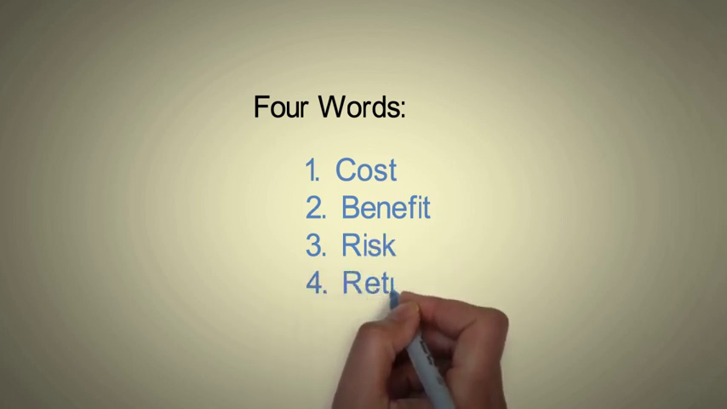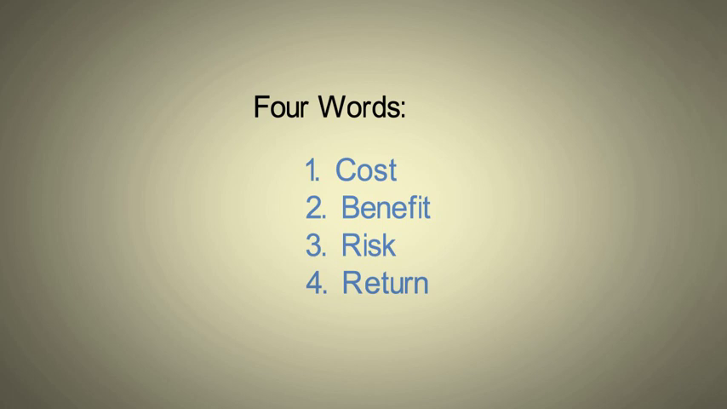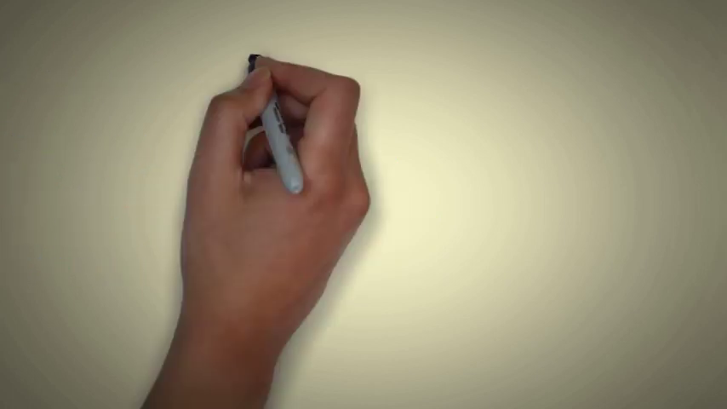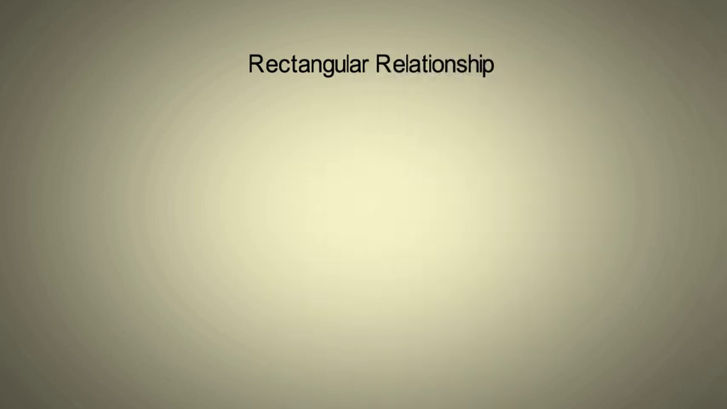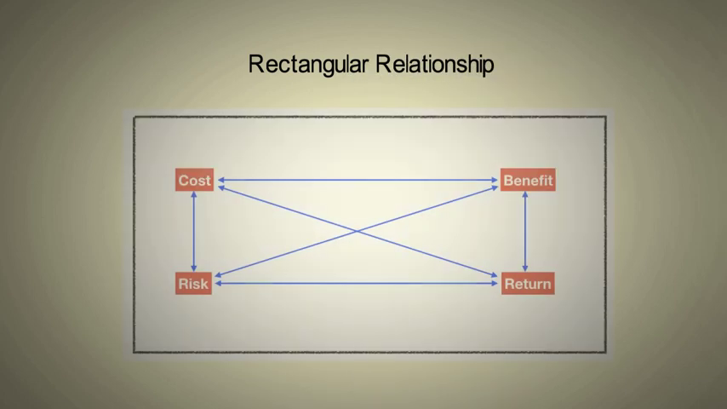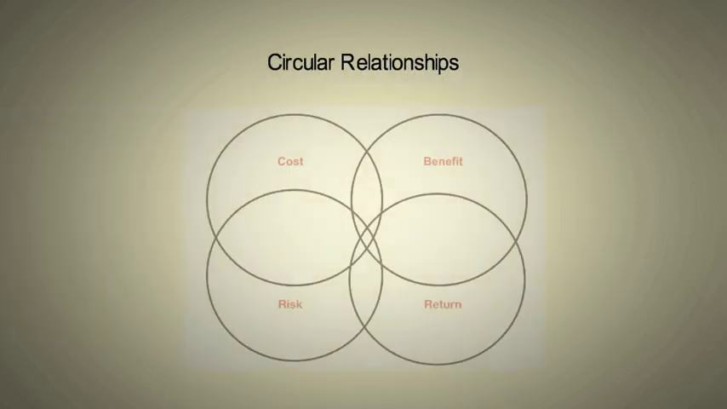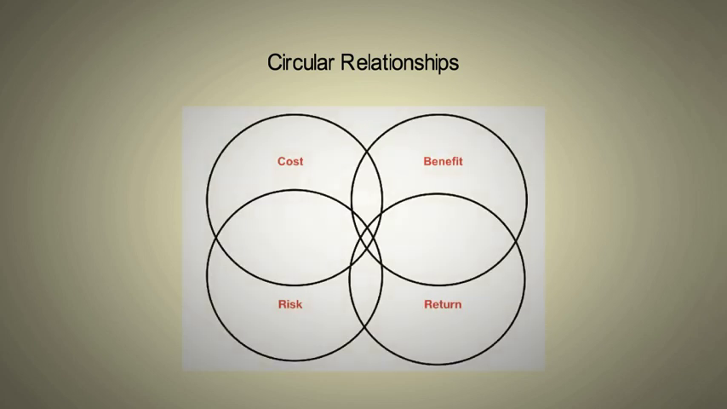The relationships between the 4 words can be graphically shown as follows. The rectangular relationship is more direct, but the circular one shows the interrelationships to be a little more complicated and possibly more realistic. First, let's look at what the words mean, then get into the relationships later.